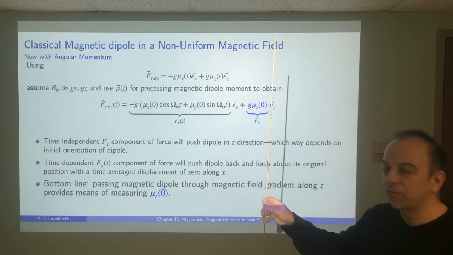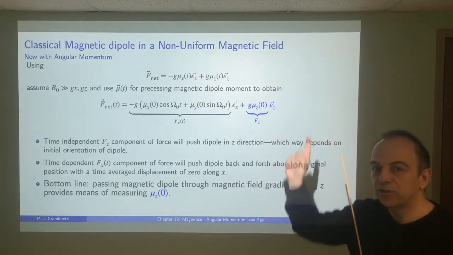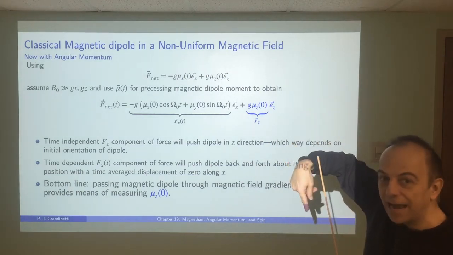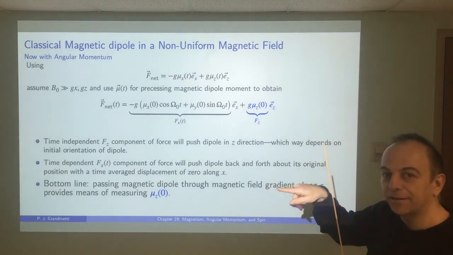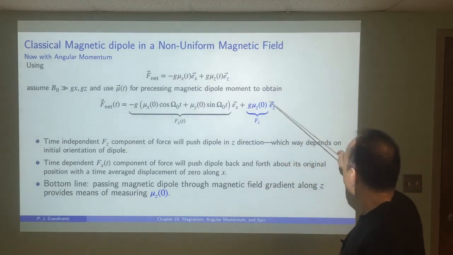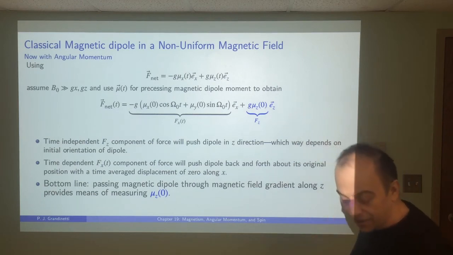So if the dipole moment is pointing fully up, directly along the gradient, then it would go straight up. If it was pointing down, it would go down, and if it was perpendicular, it would stay there, or anything in between, it would have some translation along the z direction depending upon the sign of the z component.